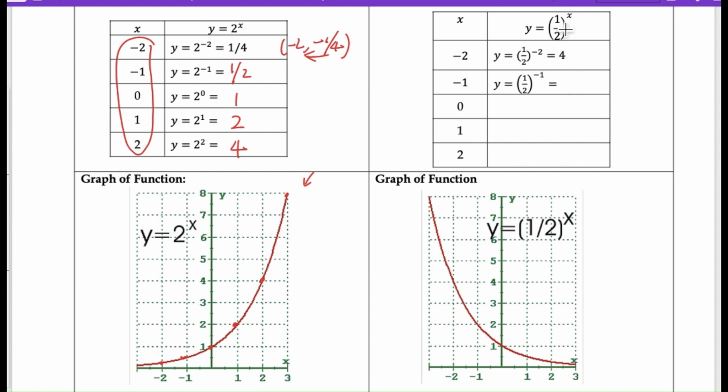And for the second part, the base becomes 1/2. So let's quickly write down the values here. By the way, any non-zero number to the 0 power is 1. And this follows the rule for that.